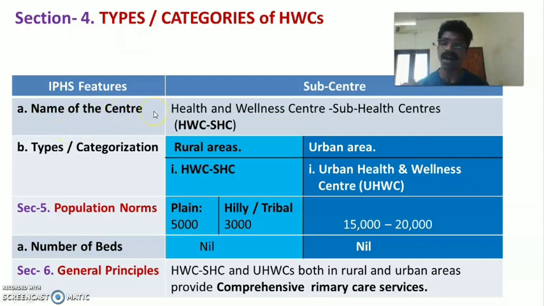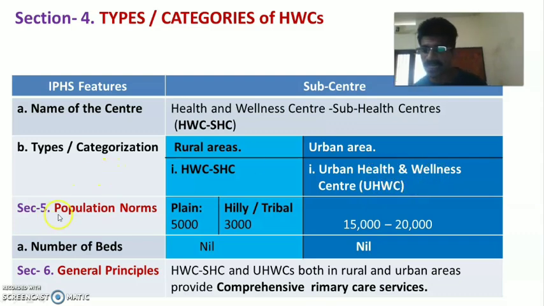So name of the center: after Ayushman Bharat, the sub-center has changed its name to Health and Wellness Center, Sub-Health Center, that is HWC, SHC. Okay. Then types or categorization. Formerly we had a sub-center only in rural areas, but after the launch of Ayushman Bharat, it has got 2 types of health centers, sub-health centers. In rural area it is known as Health and Wellness Center, Sub-Health Center. In urban area it is known as Urban Health and Wellness Center, that is UHWC.